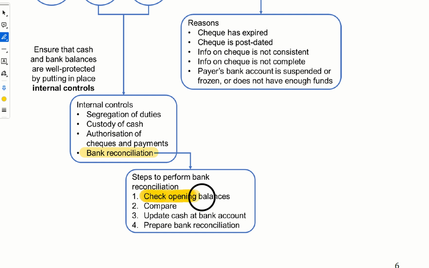There are some steps to performing your bank reconciliation. You have to agree opening balances. You have to compare the two accounts, tick whatever is the same, circle whatever is different. You need to update your cash at bank account and finally prepare your bank reconciliation. So with this, I hope you understand how to prepare a bank reconciliation. Now, what do you need? You just need lots of practice.